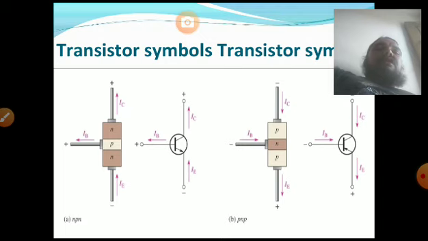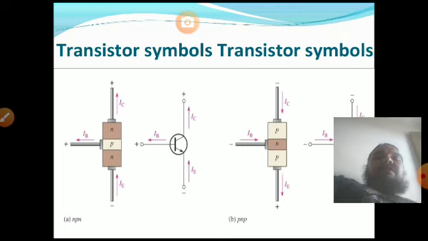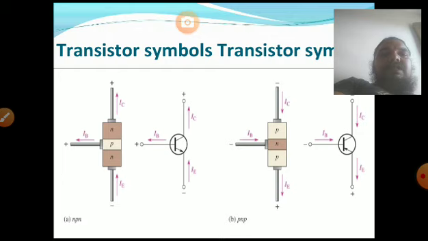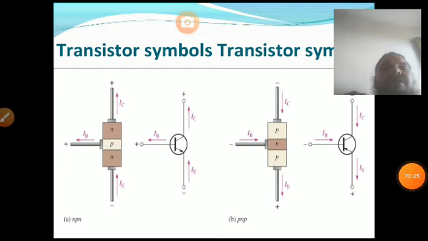Transistor symbols. The first is the NPN transistor. The second one is the PNP transistor. They are shown in the figures.